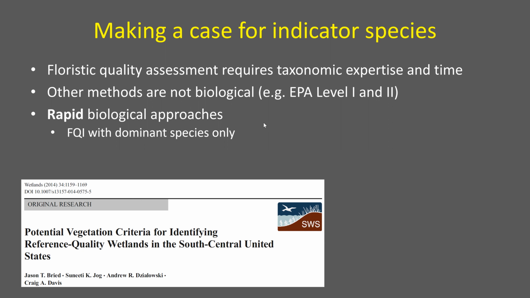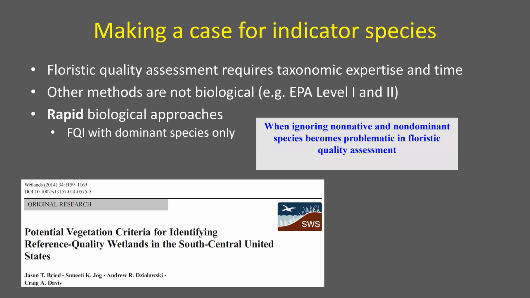Some people are looking at a list and completely ignoring graminoids, rushes, grasses, and sedges, and they claim that it does work for that as well. And of course, I could not believe that. I was skeptical. So I'm working on a paper currently looking to see what happens when we ignore non-natives and non-dominant species and how problematic it can be with FQI. But that's something for another time.